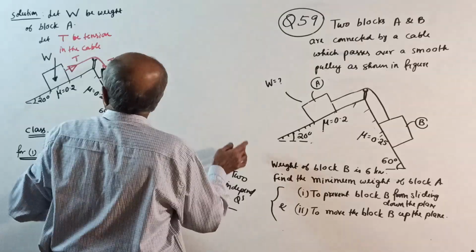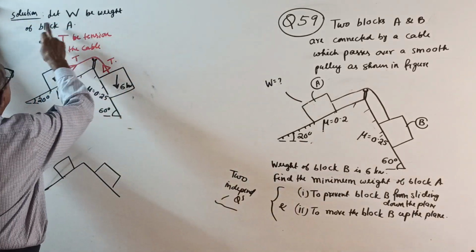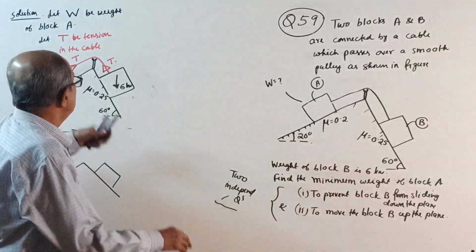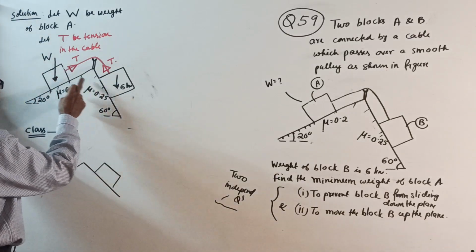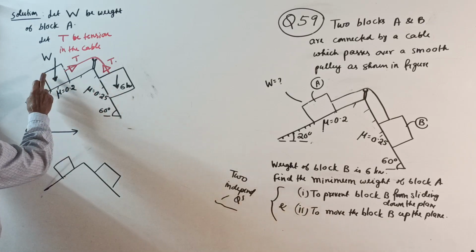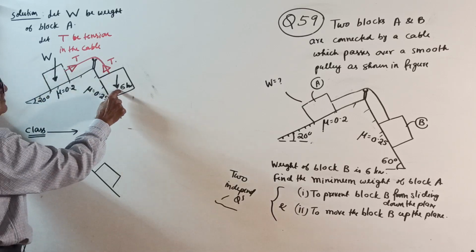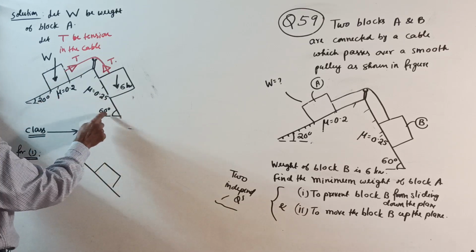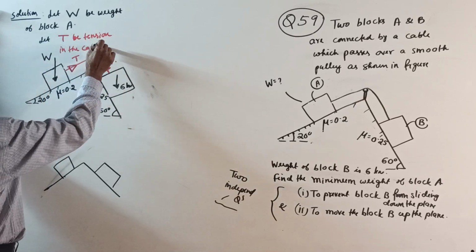See, solution. I want that space. Let W be the weight of block A. W suffix is not required because this is unknown, this is known. So no need of writing WA, WB like that. One is unknown, so let it be W. This is 6 kilonewton weight. 0.2, 0.25 given, 20 degrees, 60 degrees. This is the cable, and let T be the tension in the cable.